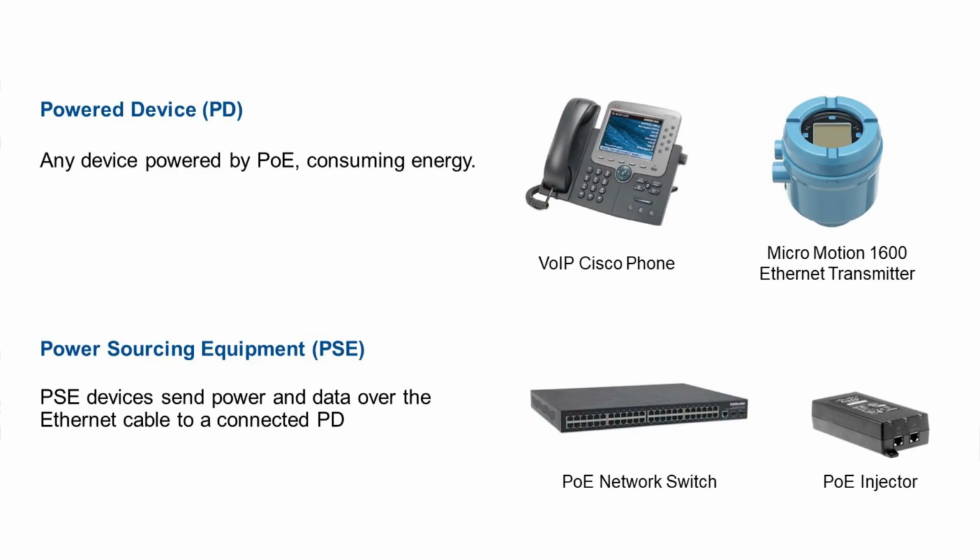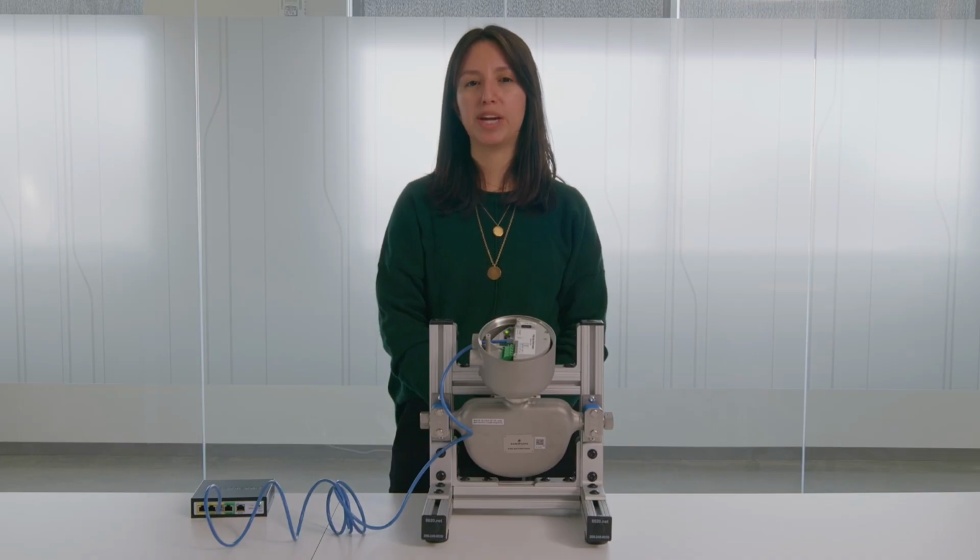A PD is any device that is powered by PoE, consuming energy. A PSE is the device that sends power and data over the Ethernet cable to a connected PD. PSE devices come in a range of sizes as well as power capabilities.